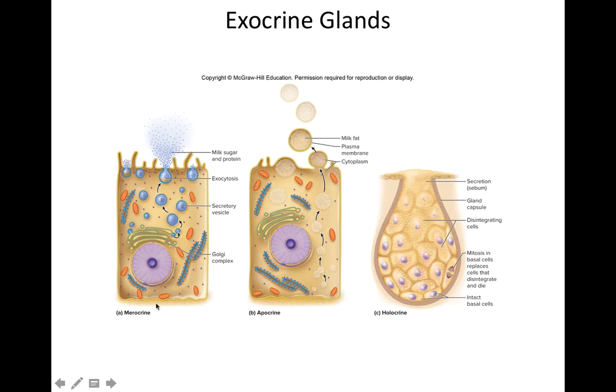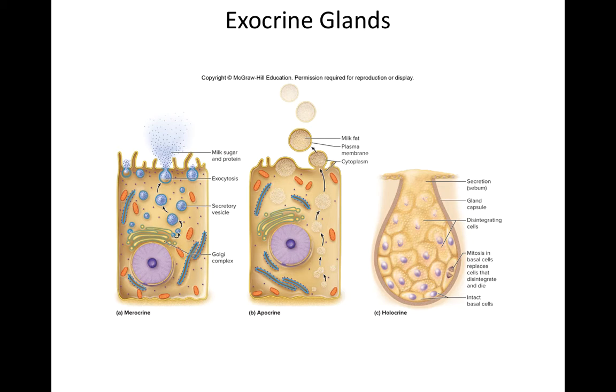Merocrine are going to simply use exocytosis. So merocrine is just going to release by exocytosis. So the secretory vesicle simply fuses with the plasma membrane, and we release the contents into the duct. Merocrine are also sometimes called eccrine. Most of your salivary glands, lacrimal or tear glands, sweat glands, things like that are all going to be merocrine.